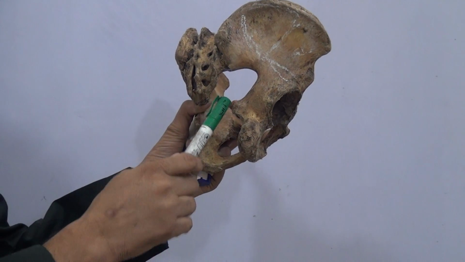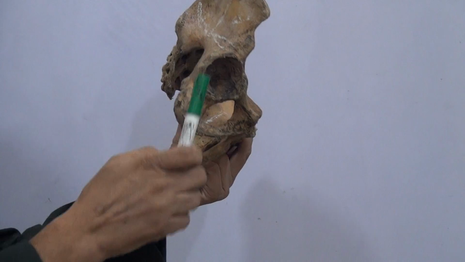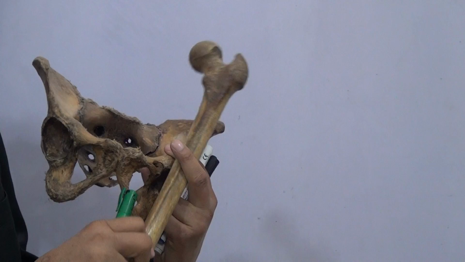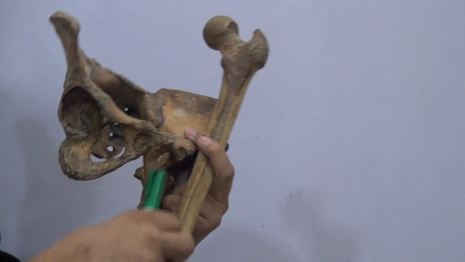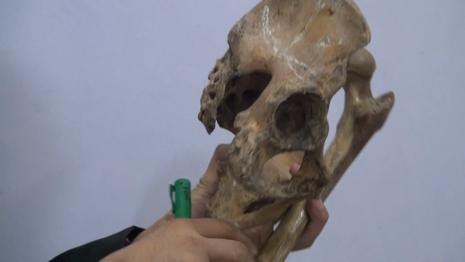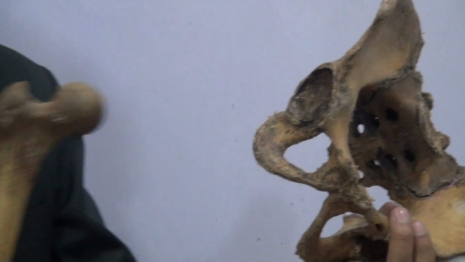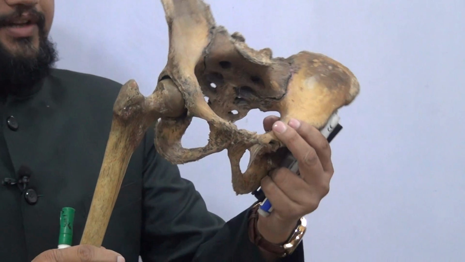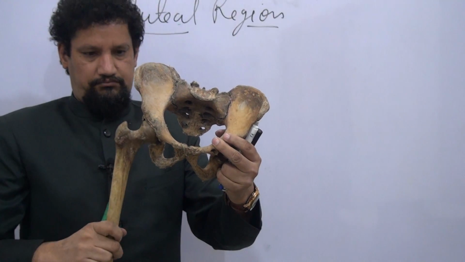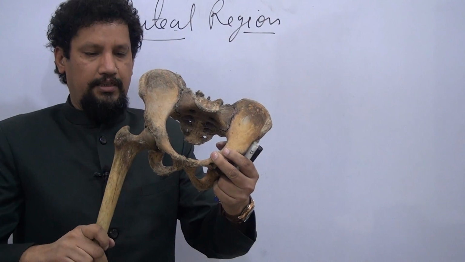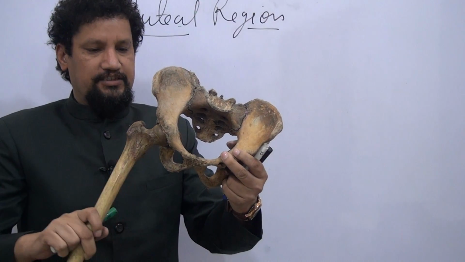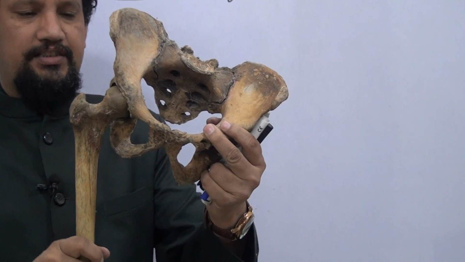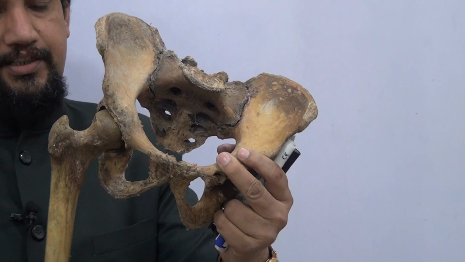The ischial spine is here and the gluteal tuberosity is on the femur. Here it is. The gluteal tuberosity is here, and here it is the ischial tuberosity. The acetabulum and the head of the femur articulate to form the hip joint, the ball and socket type of multi-axial joint having flexion, extension, abduction and adduction, and the rotation.